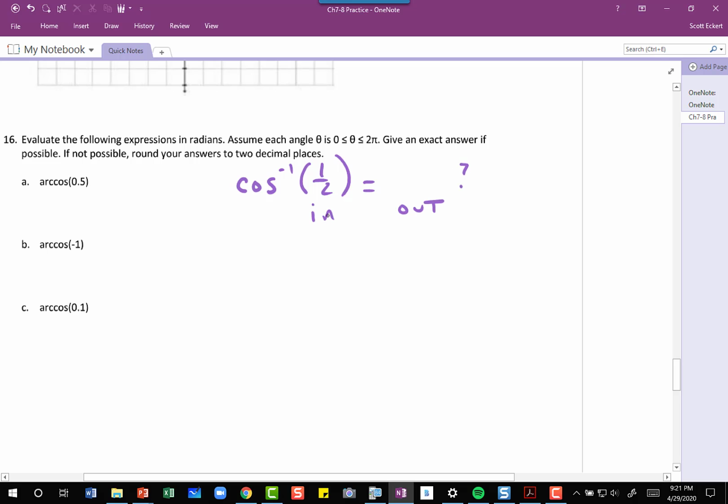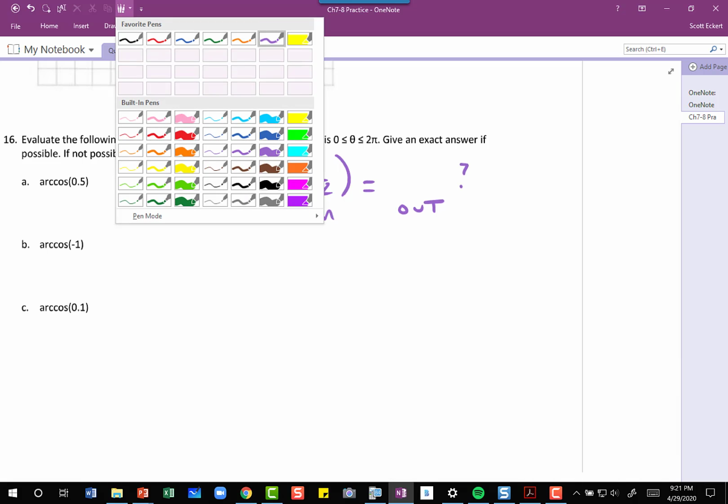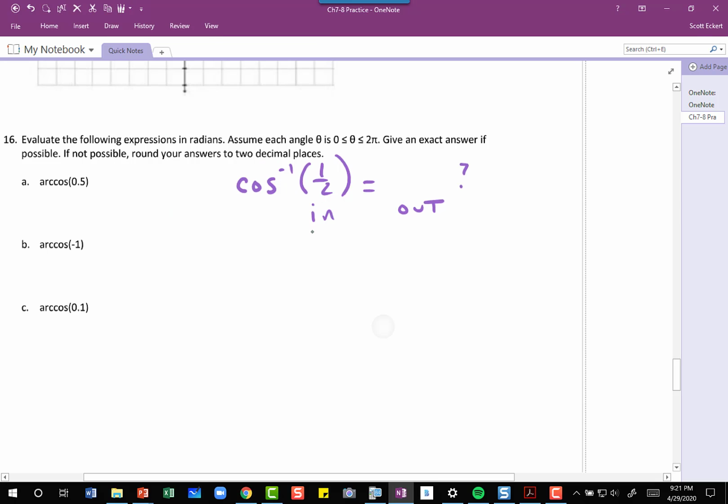And the input represents something too, and if you understand what it represents, it makes it a lot easier to know what you're finding. The input of an inverse trig function is a ratio. The output is an angle. We're looking for theta. So we want an angle so that the cosine of the angle equals a half.